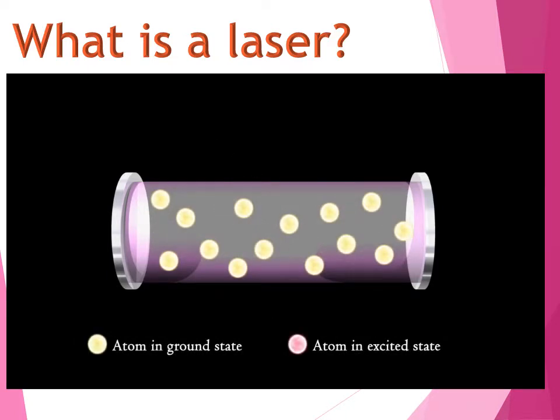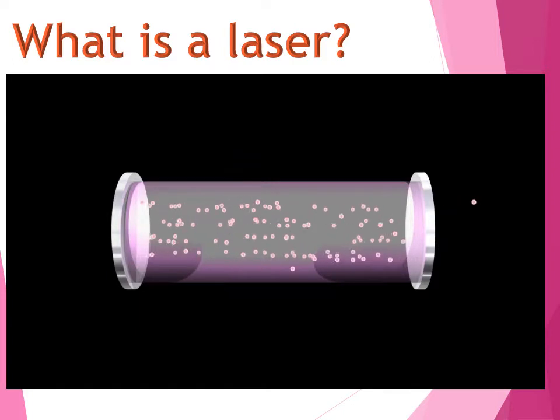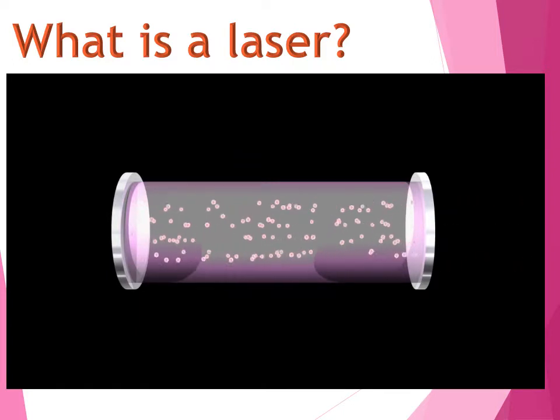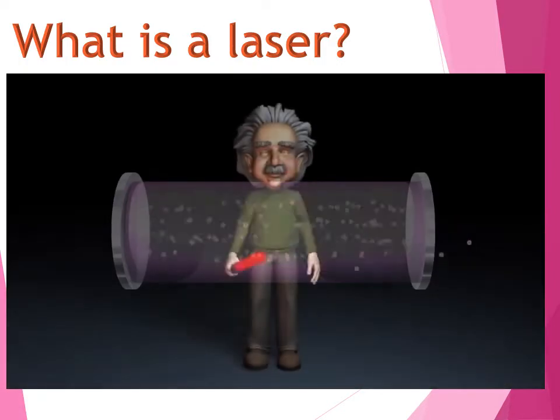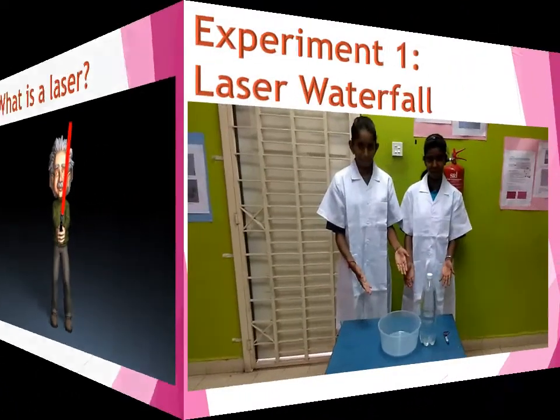A very important aspect is the fact that many atoms must be in an excited state. For a laser to work, more atoms must be in an excited state than in lower energy states. This is called population inversion. The semi-transparent mirror allows some of the laser energy to be emitted while bouncing most of it back through the laser.